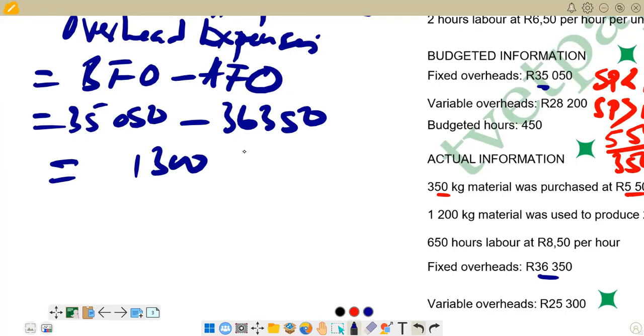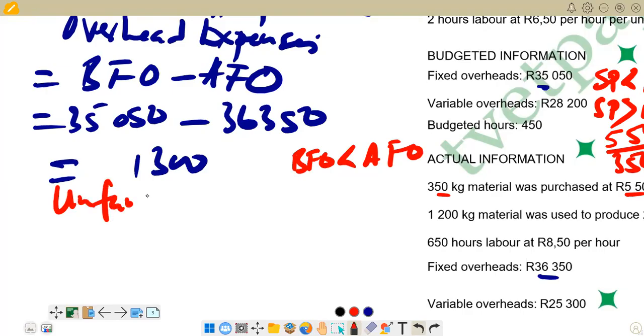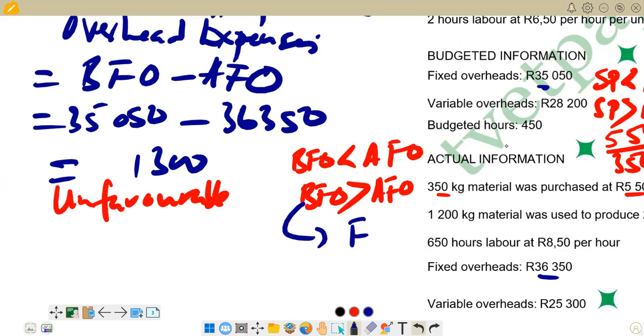We've got 1,300, and we are seeing that our budgeted fixed overheads of 35,050 is less than our actual fixed overheads. Then when we have such a scenario, it means we are having an unfavorable position. What does unfavorable mean? The opposite is true: when budgeted fixed overheads are greater than actual fixed overheads, we have a favorable. So this is what we have in terms of 2.5.